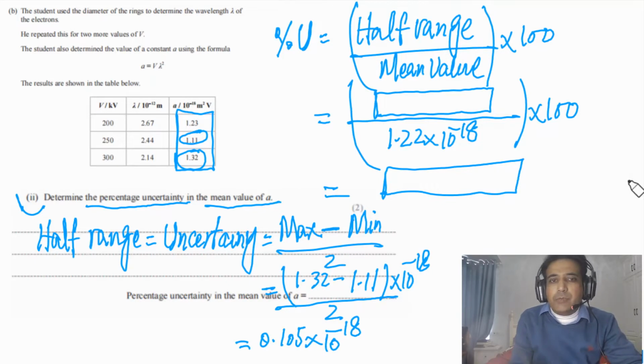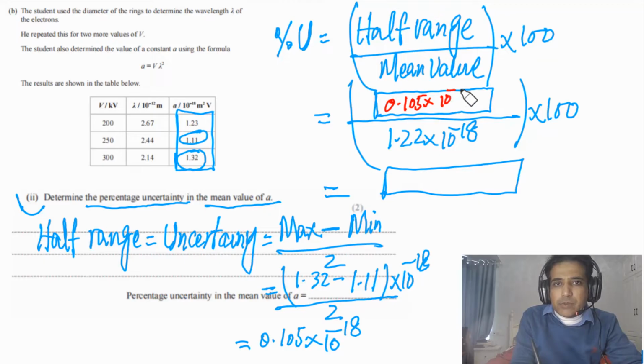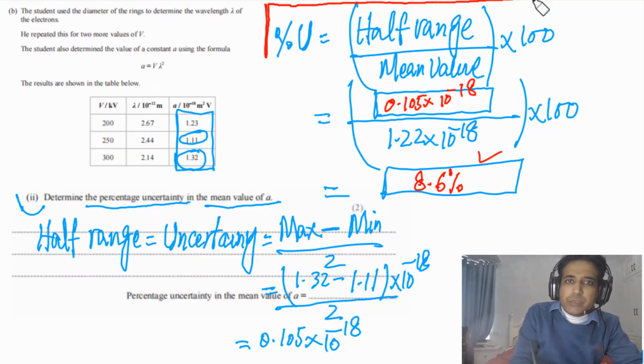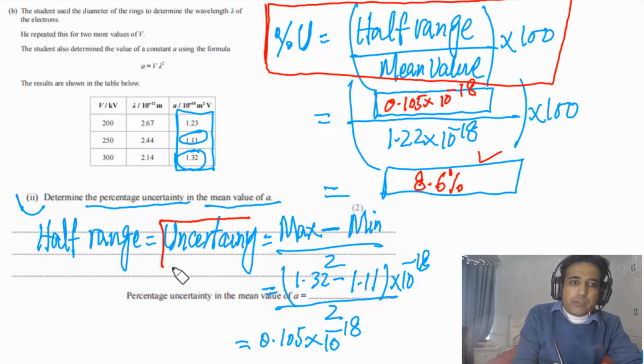Now simply we have to plug in this value here, 0.105 times 10 to minus 18, and if we simplify this one, we will get our final answer, that is 8.6%. So this is how you need to calculate. So when you need to calculate percentage uncertainty for repeated data, you have to use this formula, and this is how you can calculate uncertainty for repeated measurements.